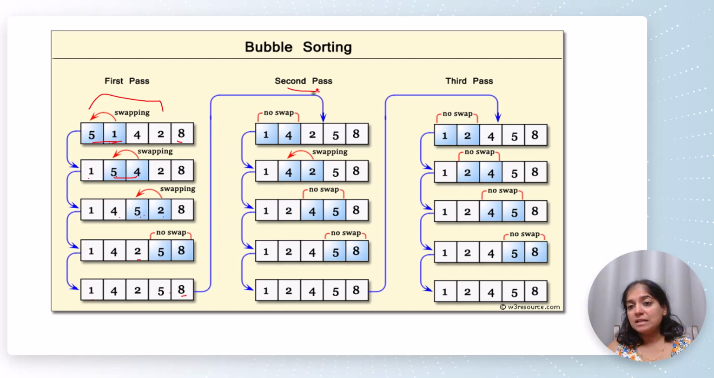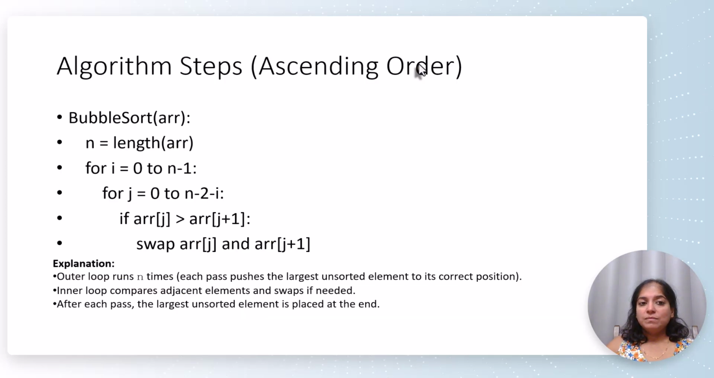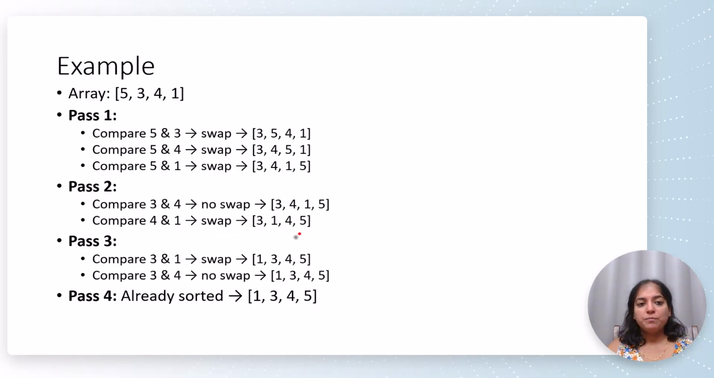Then in the second pass, the second largest element, which is 5, will be in its position. After the third pass, the third greatest element, which is 4, will be in its position. In this way it works. This is the algorithm for bubble sort to arrange the elements in ascending order. It is basically done by a nested loop because we need to compare every pair of elements, and if elements are not in correct sequence, we swap them.